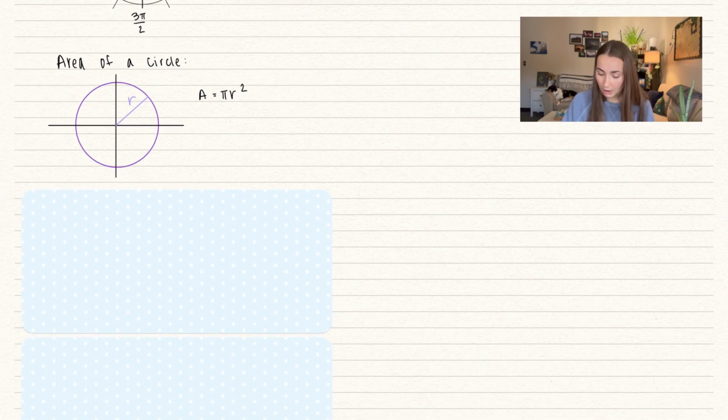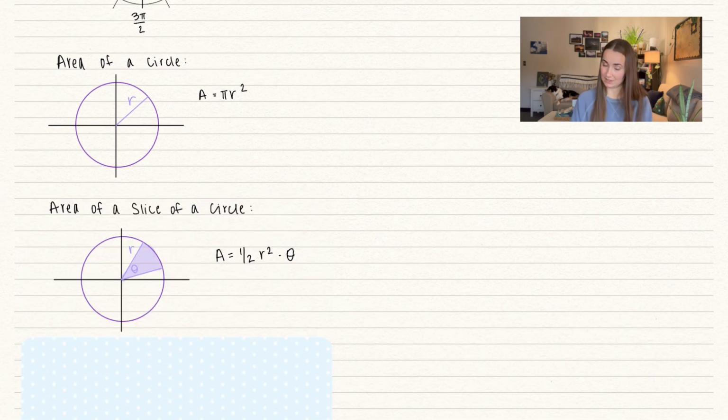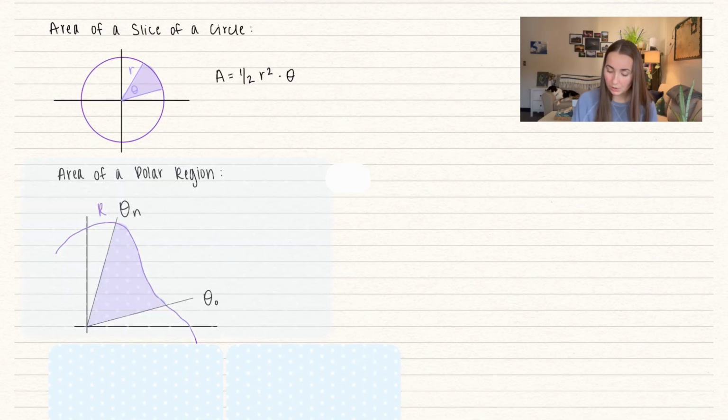We also know how to find the area of a slice of a circle, right? That formula is area is equal to 1/2 times the radius squared times the angle theta. Now, the question is, what if we're given a really random curve like this? We have our area is going to be r. We start at a theta value, theta naught, and then we go all the way to theta sub n.